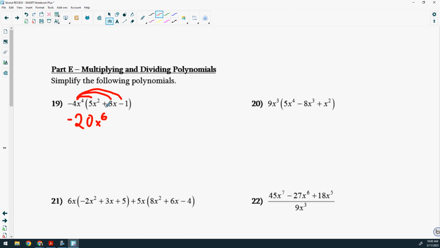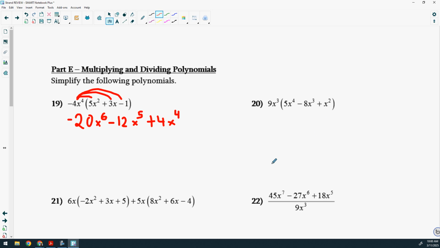Negative times a positive, again, we have a negative. 4 times 3 is 12. X to the exponent of 4 times x, well, 4 plus 1 is 5. Negative times a negative is a positive. 4 times 1 is 4. We don't have any x's here, so we simply leave it as x to the exponent of 4.